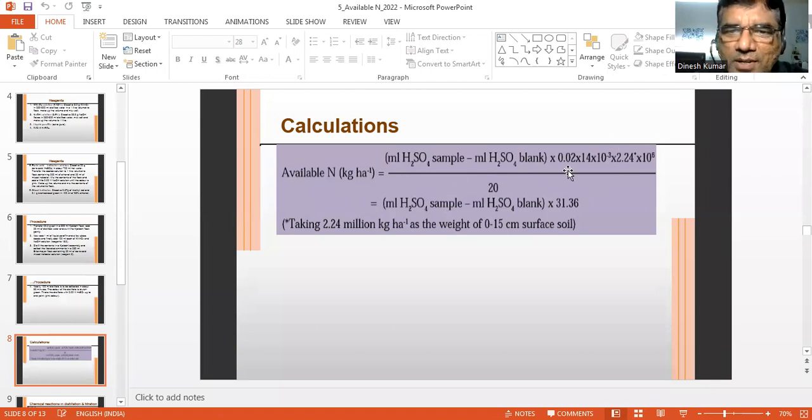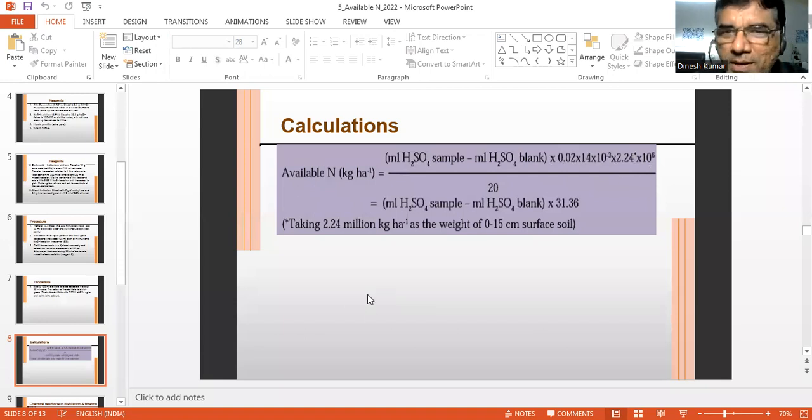So you can get the factor also. This factor was calculated by Dr. Rajendra Prasad sir, who simply made it 31.36, and you take the two readings, ml H2SO4 in sample minus H2SO4 in blank. So with 31.36, you get the available nitrogen in soil. But this 31.36 will work only when you have these specified values: 0.02 is the normality of sulfuric acid, and 2.24 into 10 to the power 6 is the weight of 1 hectare soil.